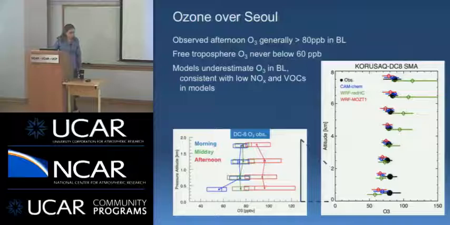Often the models are very close to ozone. We change all sorts of things. So the model results are also preliminary, as are the observations. But to have a 20 or 30 ppb difference in ozone is significant out of 80.